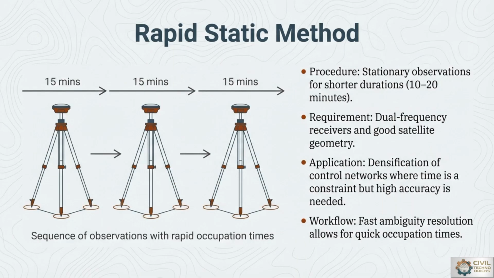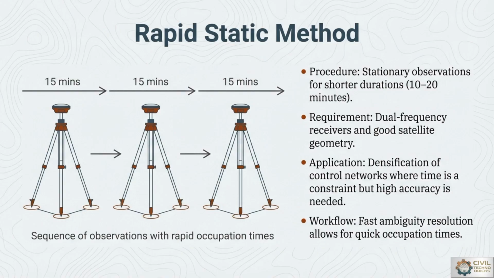The next method is the rapid static method. Rapid static involves stationary observations for shorter durations, like 10 to 20 minutes. So 15 minutes will be the span, with a sequence of observations with rapid occupation times. Occupation times are typically 10 to 20 minutes. It provides faster results than the traditional static survey method, and accuracy remains suitable for many engineering applications. Dual frequency receivers and good satellite geometry are used. The method balances efficiency and precision and is used for control surveys or any type of construction project.